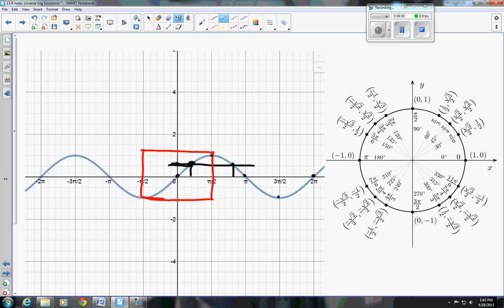We're going to limit it to this little part right here. That's right, because that covers all the values that sine can have. What's the highest value that sine can have? 1. What's the lowest value that sine can have? -1. Okay? And as it goes around the circle here, you can see that.